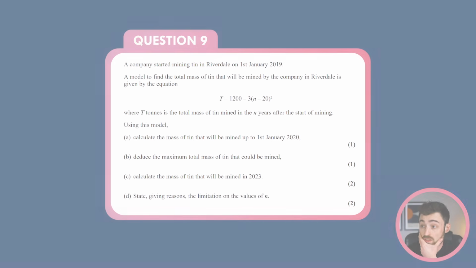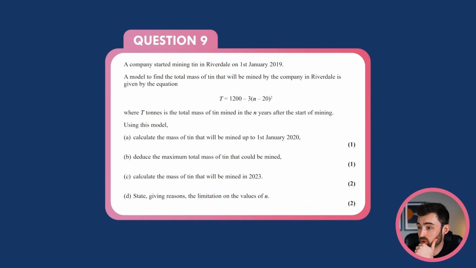Fantastic. A company started mining that sweet, sweet Riverdale tin on the 1st of January 2019. A model to find the total mass of tin that will be mined by the company in Riverdale is given by the equation T equals 1200 minus (n minus 20) squared. T tons is the total mass of tin, n years after starting mining. Sweet. Okay, so this thing's quadratic and it is already in completed square form for us. We're probably going to have to do some stuff related to that.